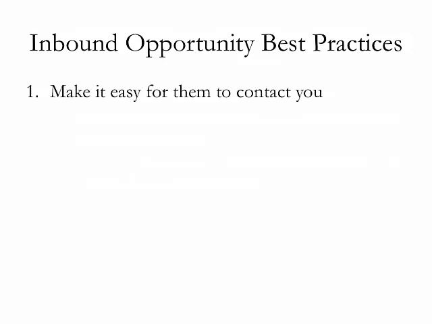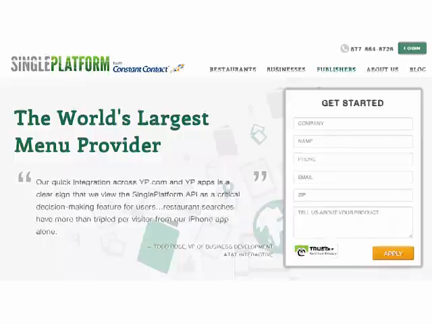Best practice number one, make it easy for prospective partners to contact you. And you do this by making a visibly available place on your website that people can contact you. So this is just an example of a lead form for publishers, which is the component of biz dev we did deals with at Single Platform. It just makes it very blatantly obvious where people can contact us if they're interested in learning more about our API.